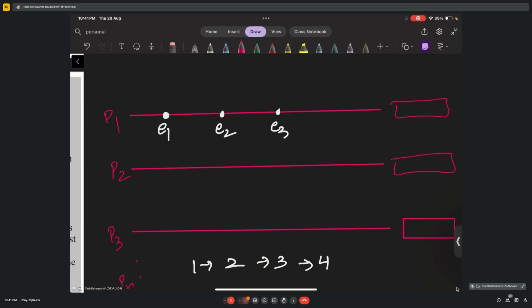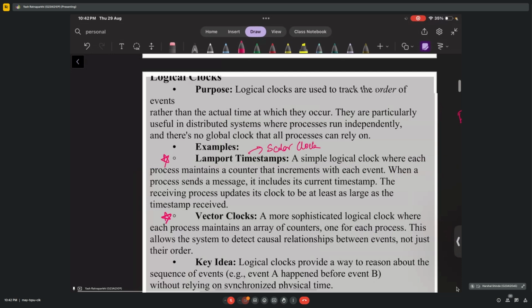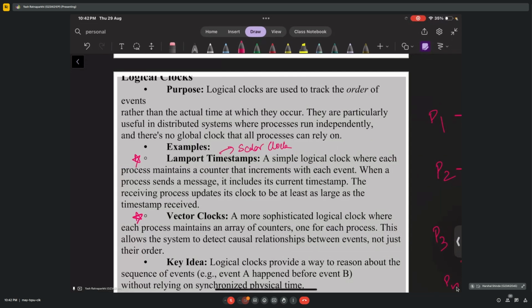This process will have one counter, this will have one counter, and this will also have one counter. When the first event happens, it will count by one. Event 2 happened, it will count by 2. This happened, it will count by 3. So each process will have its own local counter that it keeps counting and proceeding further. This is the Lamport timestamp. It is a simple logical clock where each node maintains a counter that increments with each event.